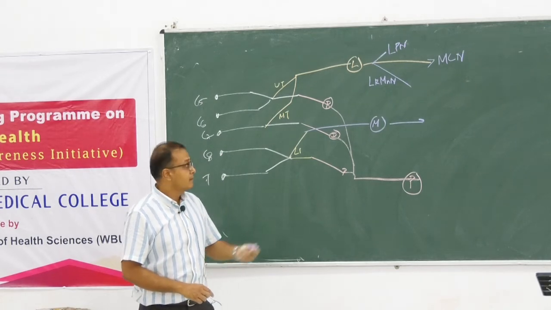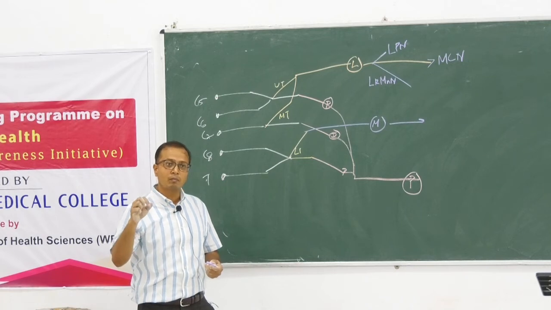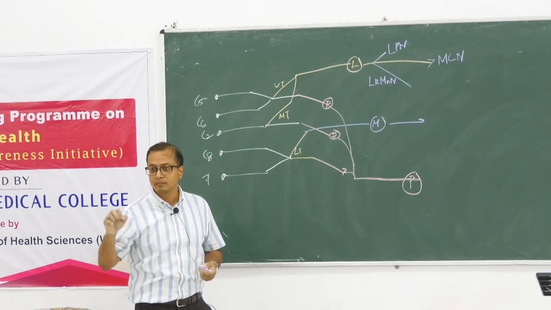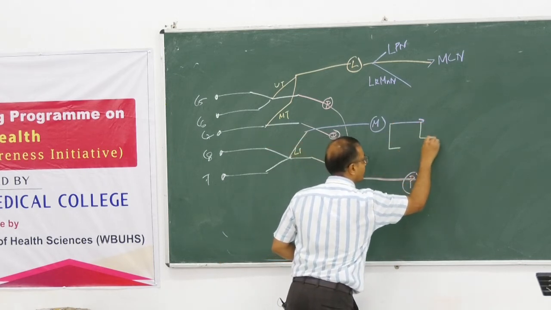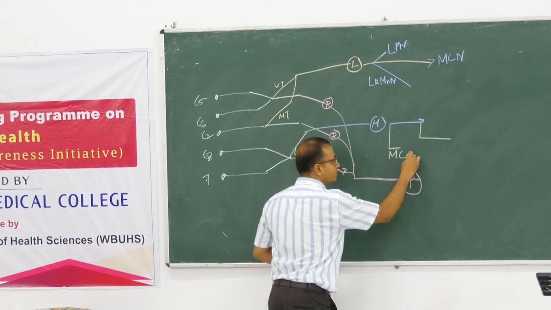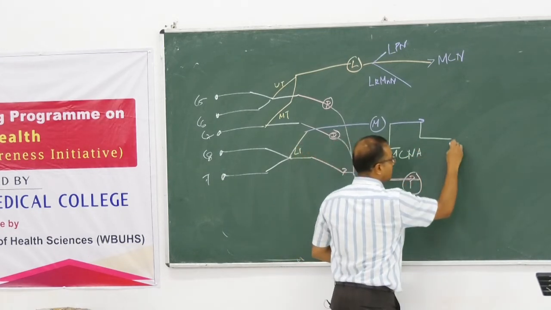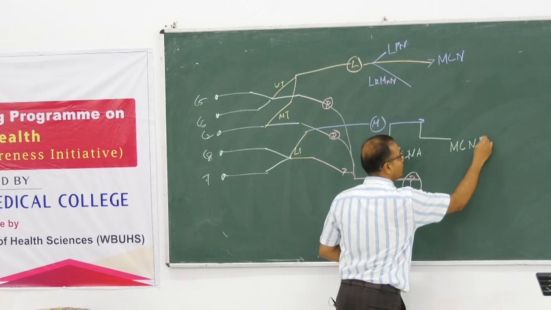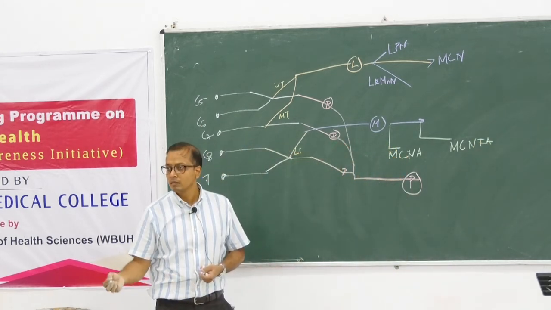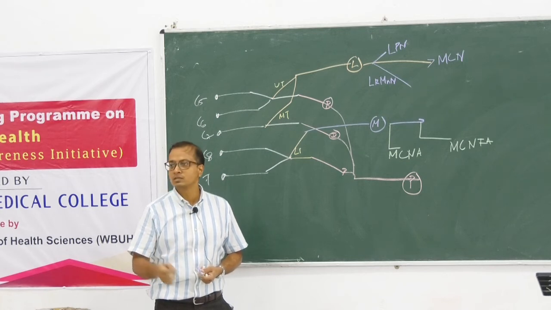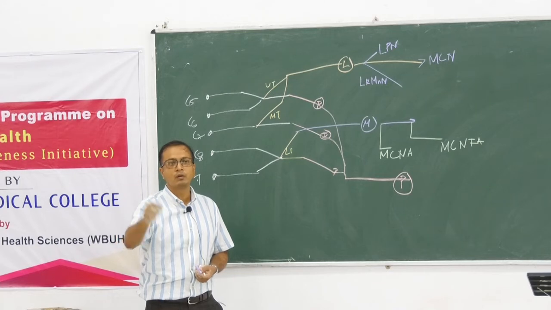Middle cord. It has two sensory nerves which supply the medial aspects of the arm and medial aspects of the forearm. So we call them medial cutaneous nerve of arm, medial cutaneous nerve of forearm. They are cutaneous nerves, purely sensory. Medial cutaneous nerve of arm and medial cutaneous nerve of forearm.